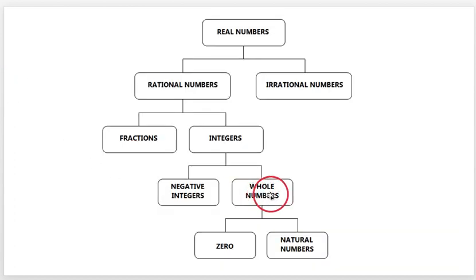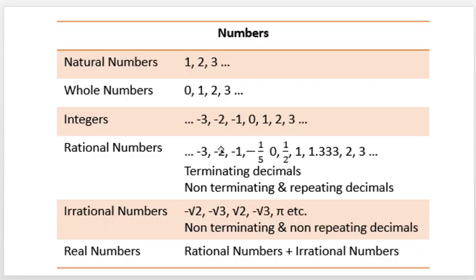Now if we add whole numbers and negative integers, what we get? Integers. So what are negative integers? The numbers like -1, -2, -3. These are negative integers and this is positive integer. Okay. So what are integers then? All the positive numbers, negative numbers and 0.